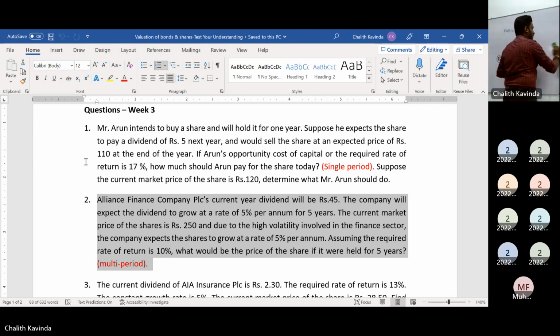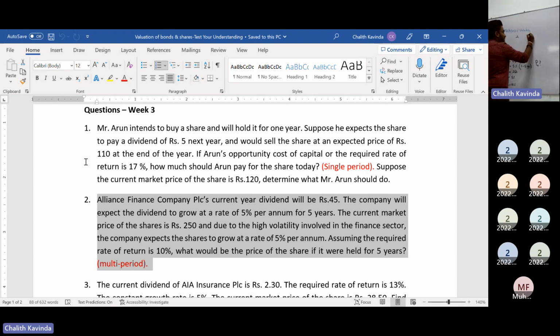Now, what is the time period? For how many years? 5 years. 1, 2, 3, 4, 5 years. These are the easy steps. Current year dividend is how much? 45 rupees. Which means next year dividend will also be 45? No, the dividend will be increased at a rate of 5% per annum.